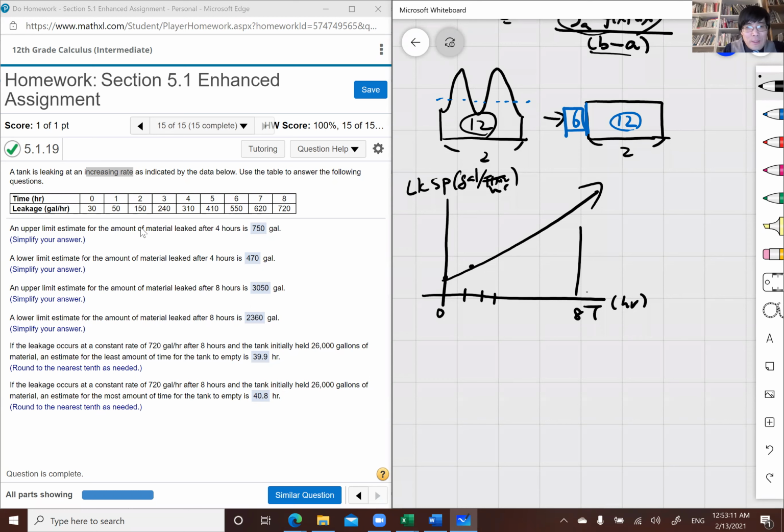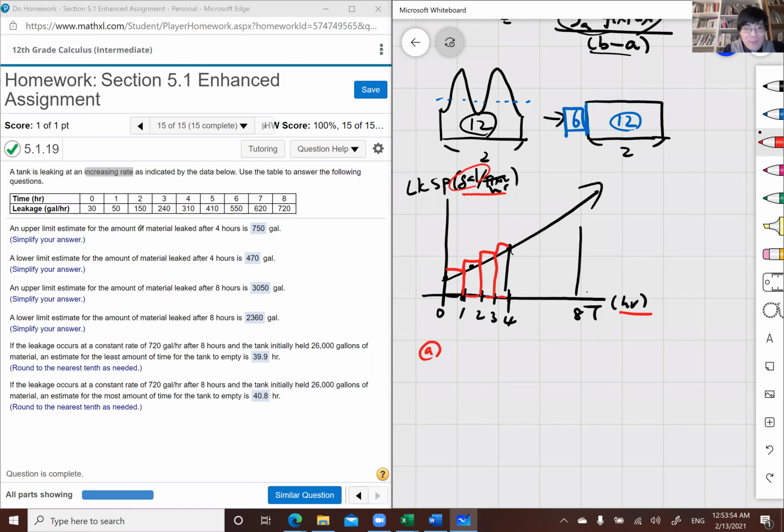It didn't specify how many rectangles I should use, but the natural choice would be a length of 1, because the number is given for each hour. So the upper limit can be found by taking this, this, this, and this. That's going to be the total amount of material leaked. This unit multiplied by this unit gives you the total number of gallons.